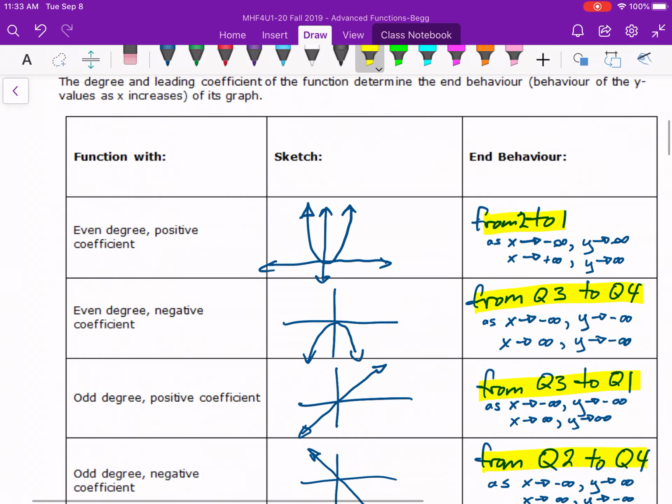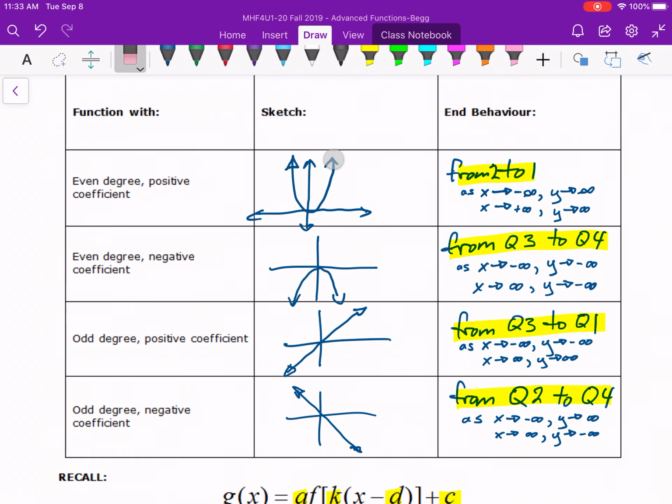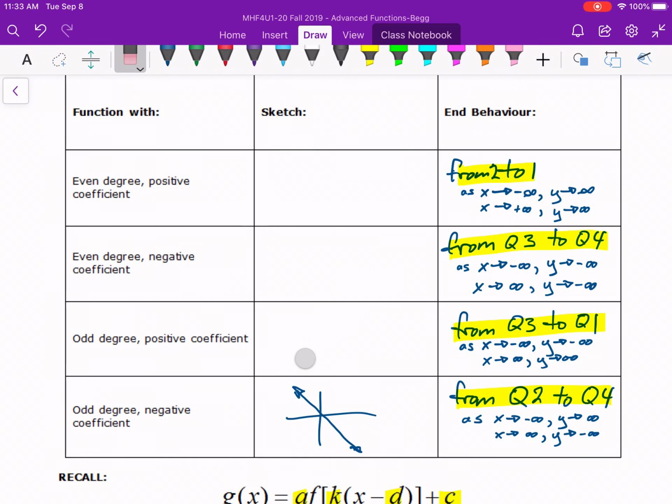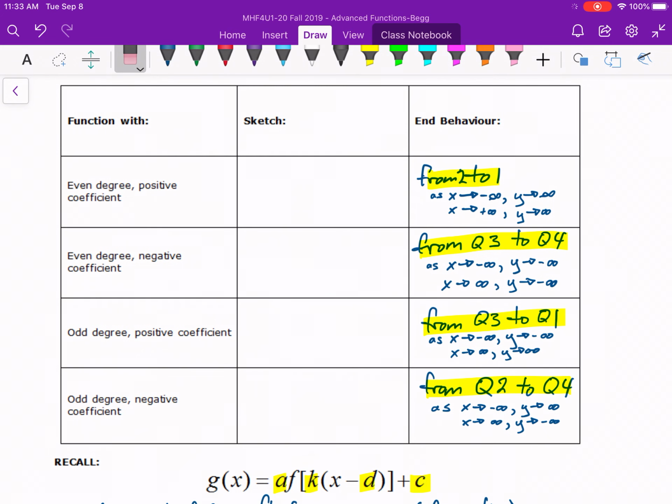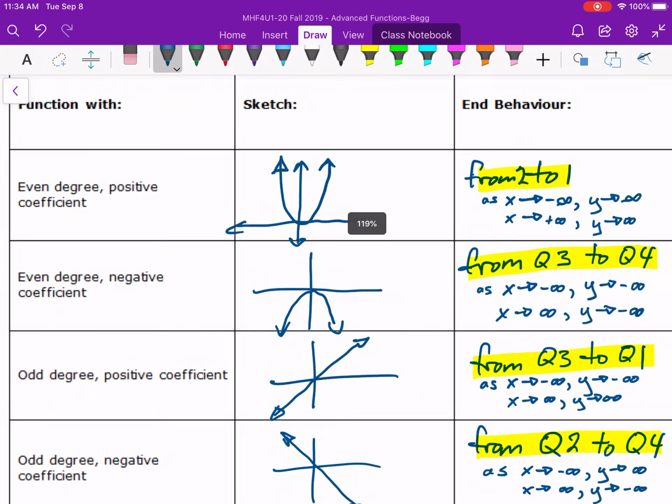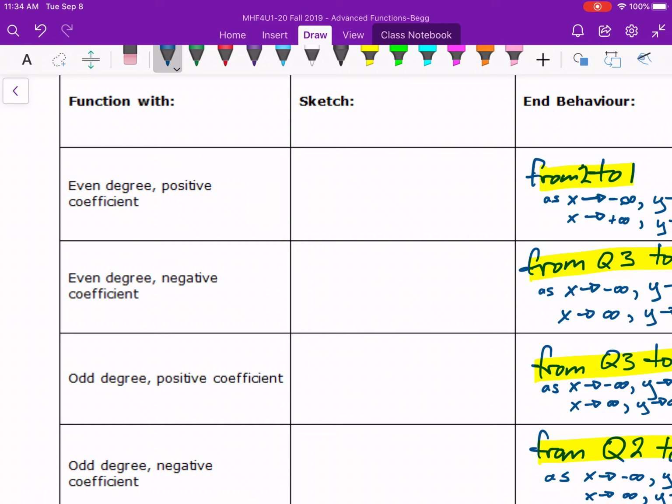So let's fill this in together. So I'll get rid of this for a moment. And let's just look at some functions. So if we have an even degree with a positive leading coefficient, remember what that means from last period. If it's an even degree, it's going to be like a parabola. A parabola, a quadratic, is our lowest degree type of even degree one.